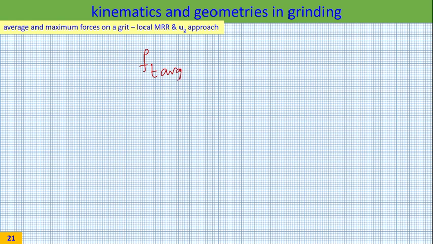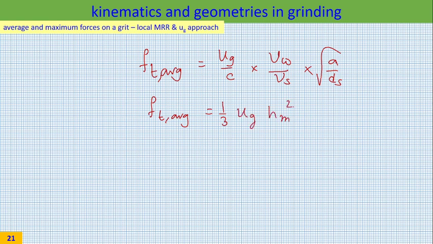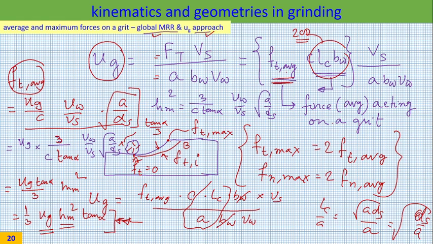FT average is UG by C into VW by Vs into root over ADS. Another expression for FT average is 1/3 UG HM square tan alpha. I hope I have copied them correctly from the previous slide. Let me check once. 1/3 UG HM square tan alpha, that is there. UG by C into VW into Vs into A into ds.